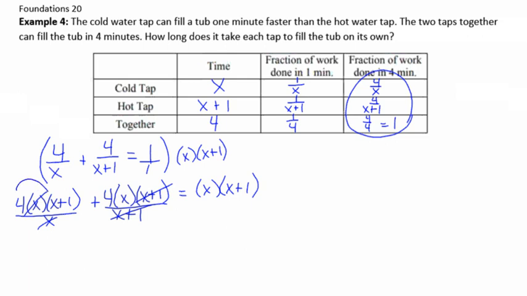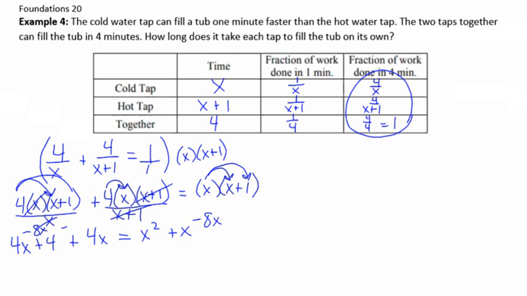So now we'll multiply and simplify here: 4x plus 4 plus 4x equals x times x is x squared, x times 1 is x. Now this is starting to look like something we've done before. So move everything to the right-hand side where my x squared is already positive. So subtracting 8x and subtracting 4: 0 equals x squared, x minus 8x is negative 7x, minus 4. So here's our quadratic.